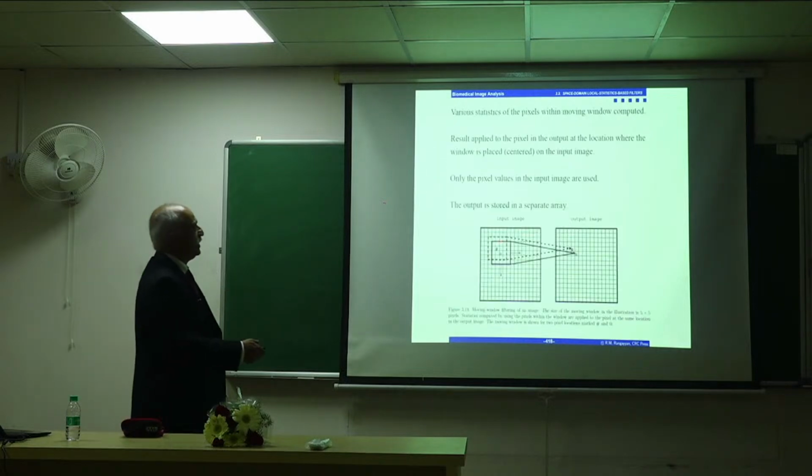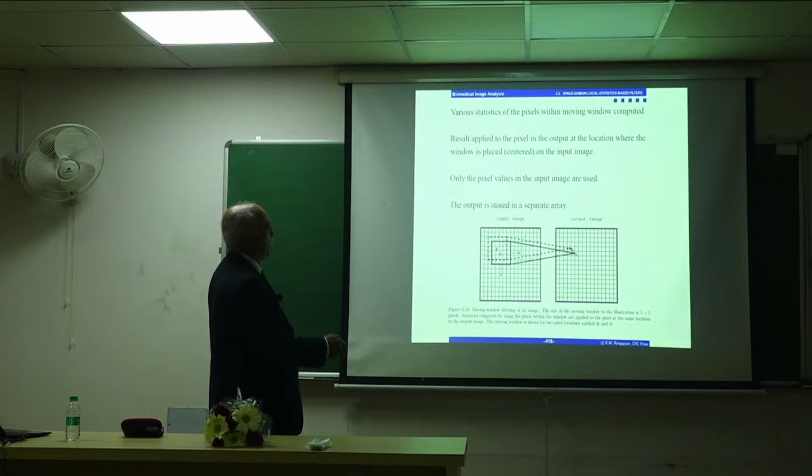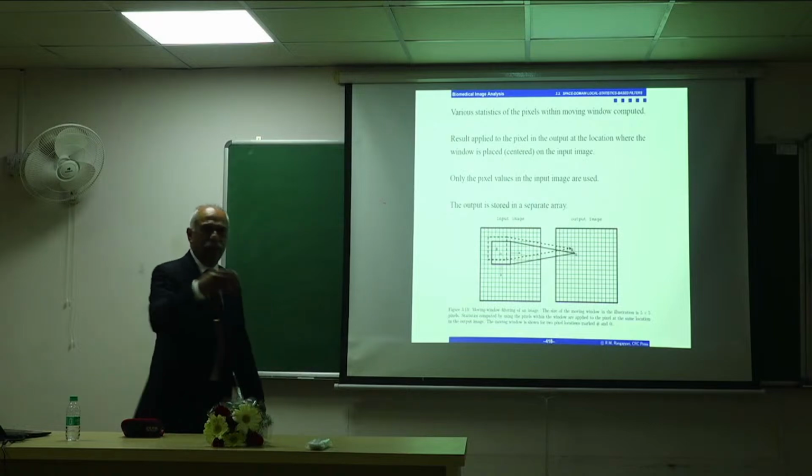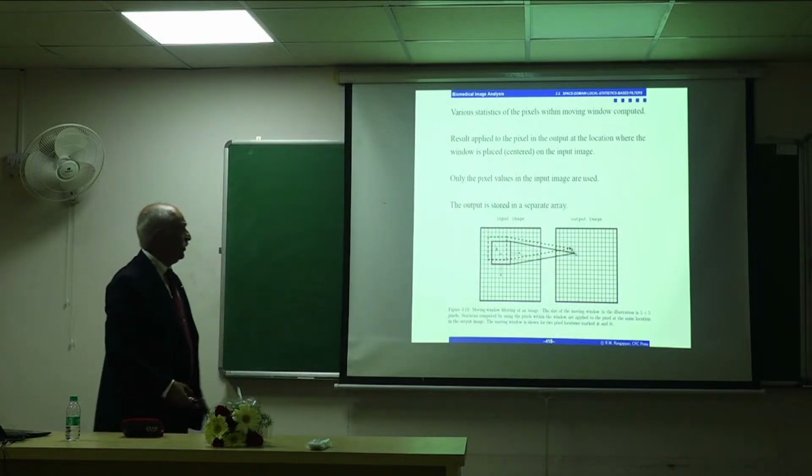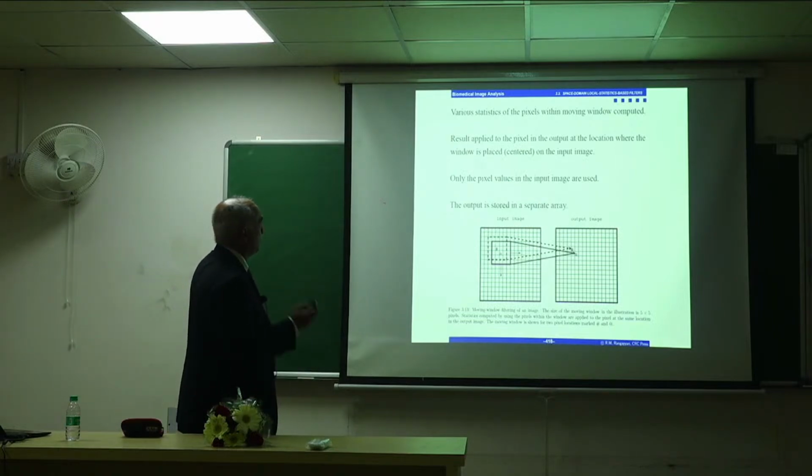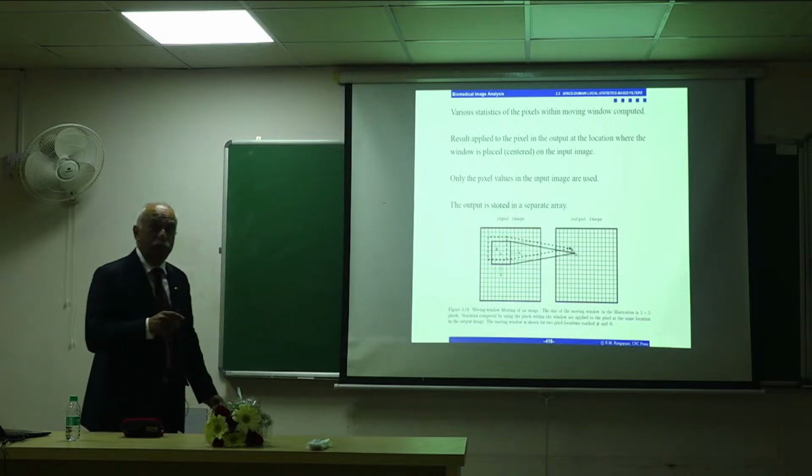So all you do is say, okay, there is a position here, I'll take that window and process it and put it at that location. Next I take that position and take that window and do something and put it at that location in the output, and for every pixel. So that's fairly simple.